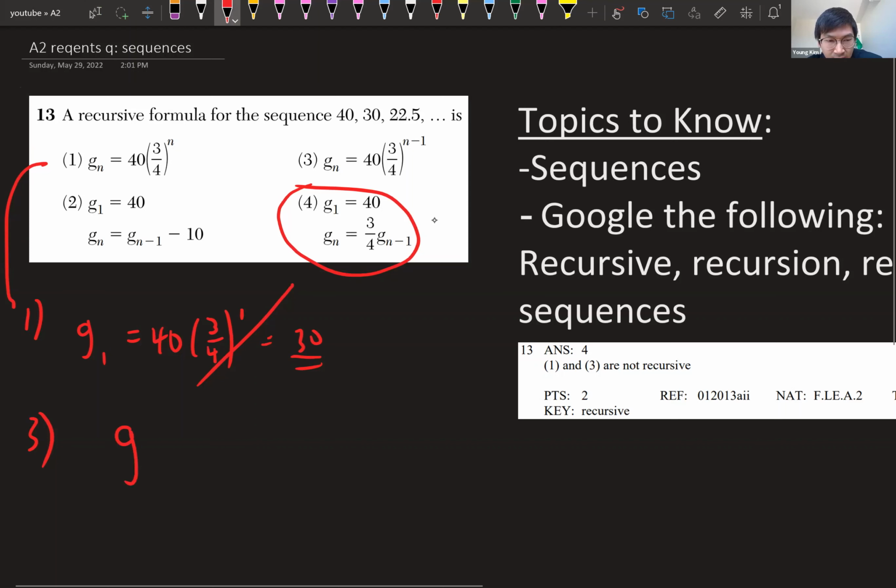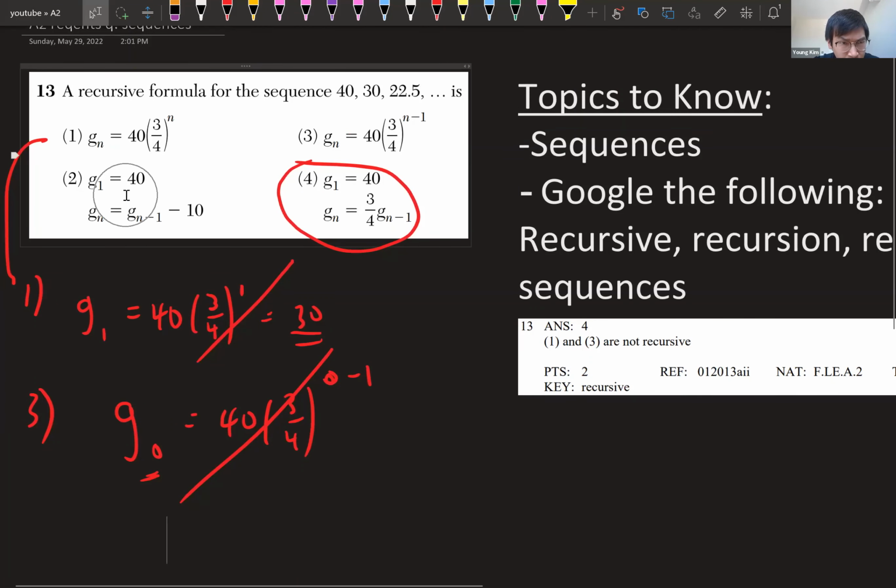So if I'm saying g sub 0, then that's saying that g sub 0 is equal to 40 times 3/4 to the 0 minus 1, and this thing doesn't make sense. Like you get a number here, but like I mentioned in the other video, oftentimes they start the sequence off as the first term, the second term, so not the 0th term. So no. Two's better, because choice 2 gives you the initial value.